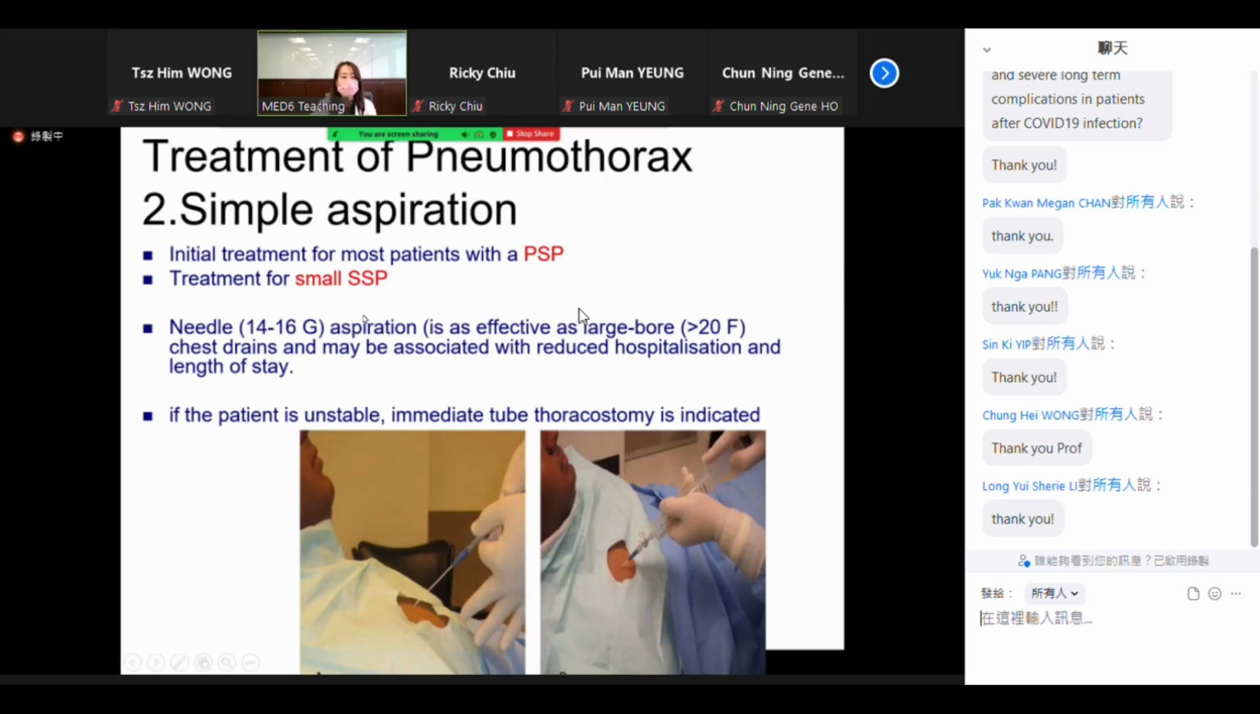So how to do it? We usually do it in the second intercostal space, use a 14 to 16 gauge needle, stick it in there and then aspirate the air as much as we can. However, if the patient presents with respiratory failure or is even hemodynamically unstable, then we may need a chest tube right away. The tube thoracostomy is the chest tube.